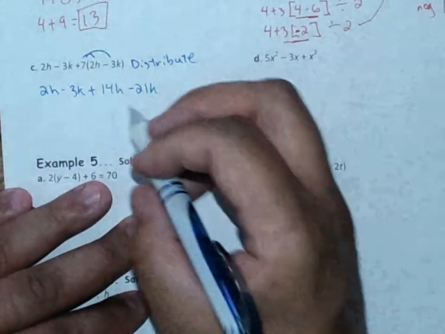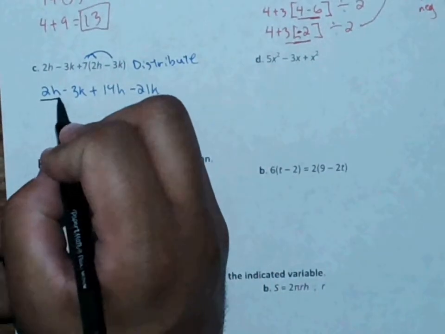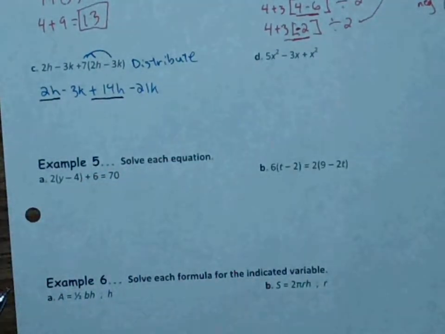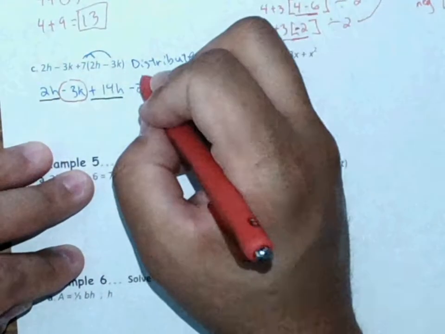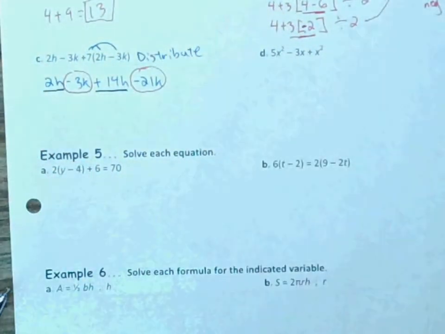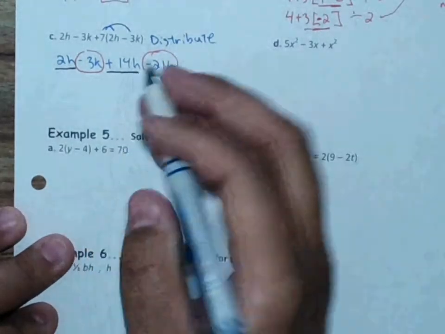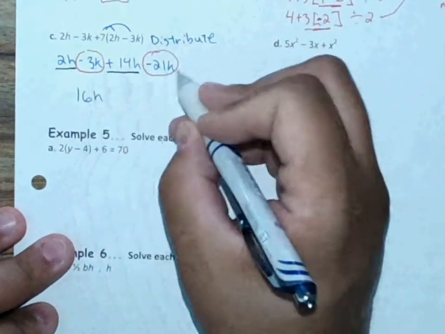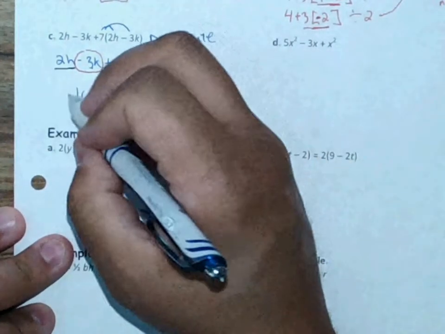And then you have to combine your like terms. So I have a 2H here, and then a plus 14H there. And then I have a minus 3K and a minus 21K. I group my terms by identifying which ones are like. So I've got 2H plus 14H is 16H, and then minus 3K minus 21K is a minus 24K. I'll put a box around it.